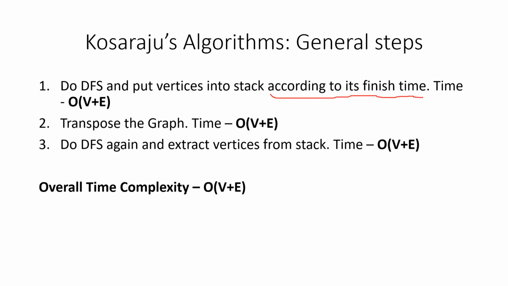So if you remember about the DFS, in DFS we can have discovery time and finish time, and this takes time complexity of V plus E. Then we transpose the graph, so we change the directions of each edge, and it also takes V plus E time, and we do the DFS again and extract vertices from the stack, and it also takes V plus E, and the overall time complexity is V plus E. These three steps are independent of each other, that's why the overall time complexity is V plus E.